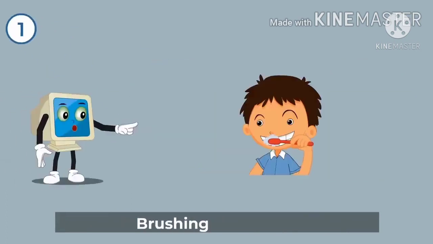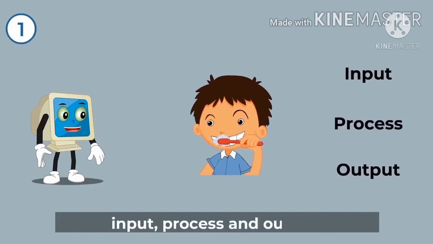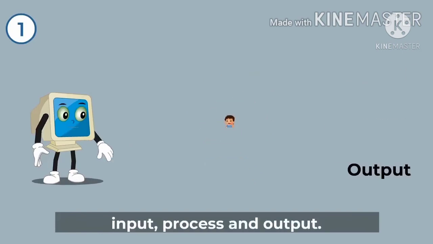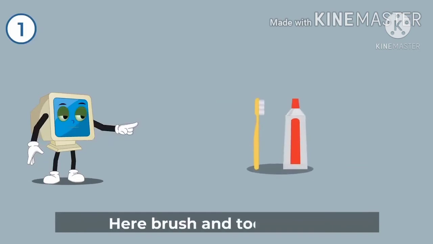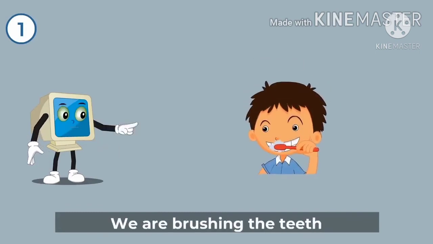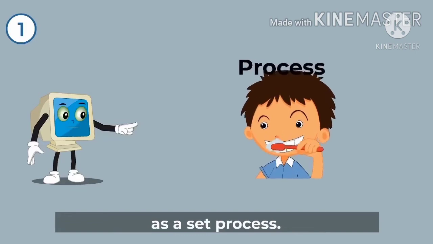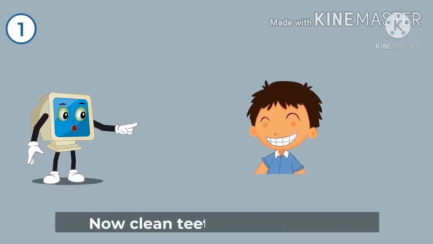1. Brushing your teeth. By this example, we can understand input, process, and output. Here, brush and toothpaste are our input. We are brushing the teeth as a set process. Now, clean teeth are our output.